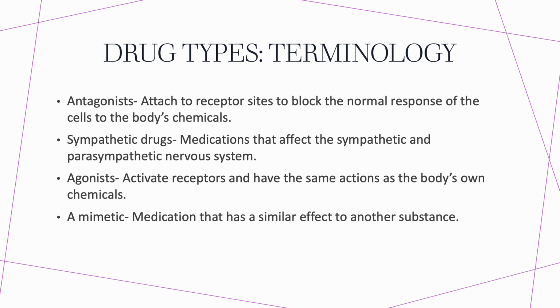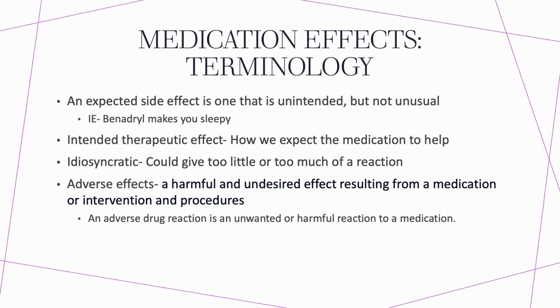All right, next slide. All right, let's talk about the different types of medication effects really quick. There are expected side effects, there are intended therapeutic effects, there are idiosyncratic effects, and there are adverse effects. And we're going to talk about all of these things very quickly, and we need to know the definition of all of them, quite honestly. So an expected side effect is one that is not intended, but it's also not unusual. So if you take a bunch of acetaminophen and you get a bellyache, that is considered an expected side effect that was unintended but not unusual to people.